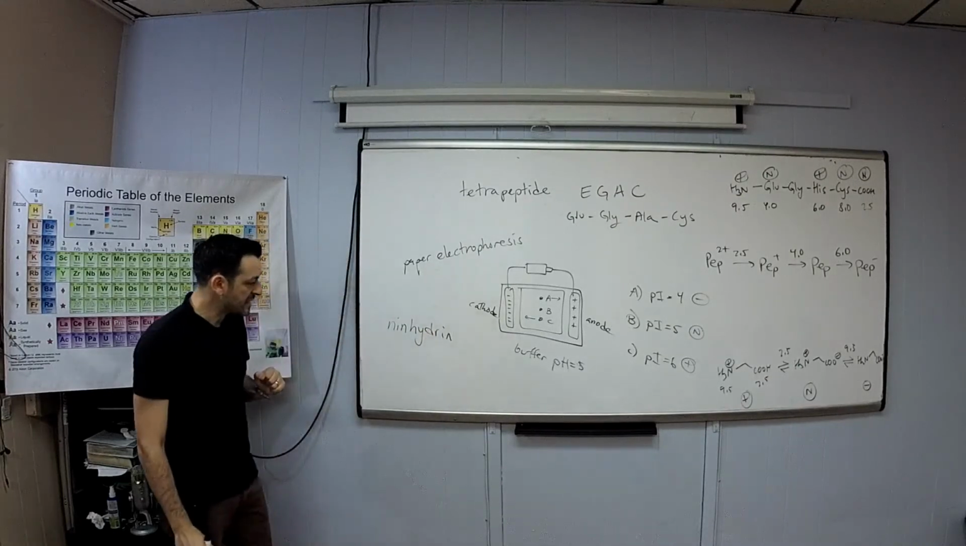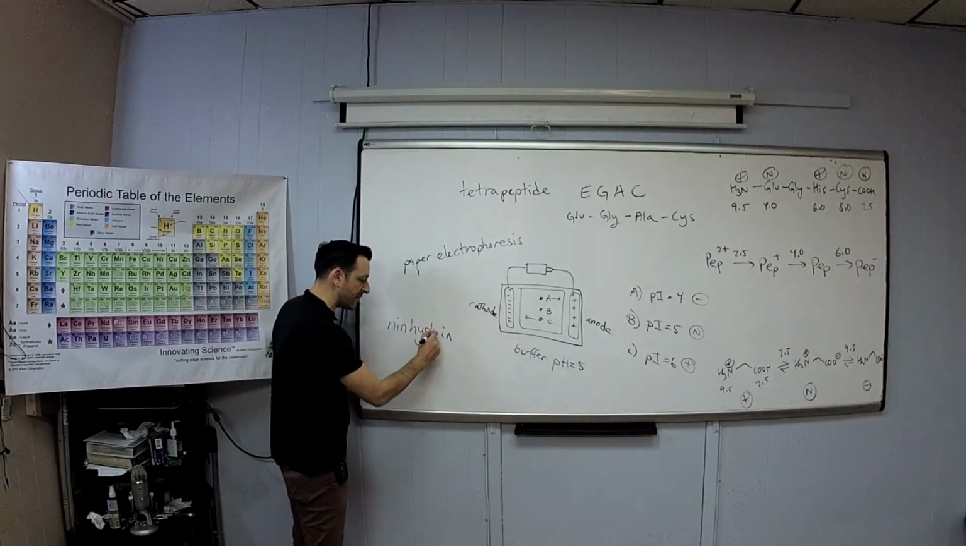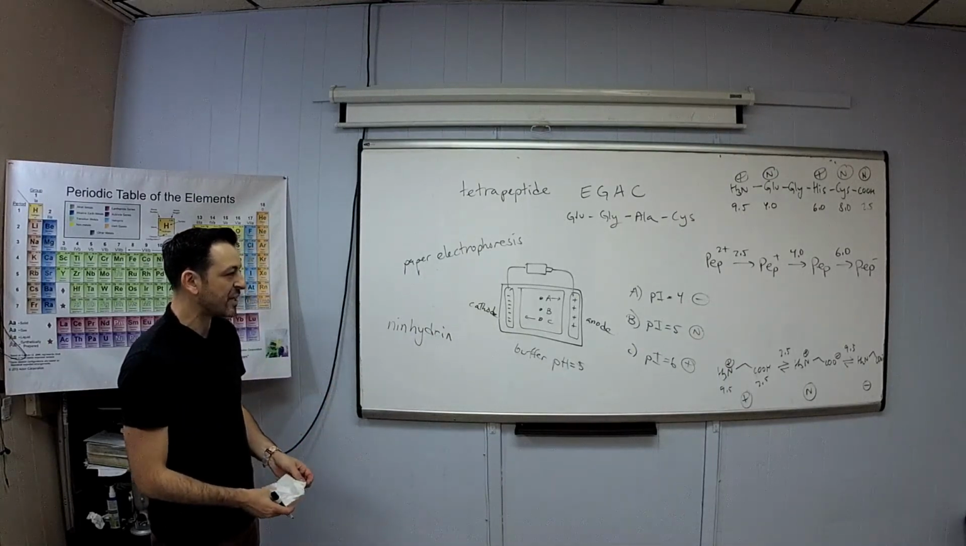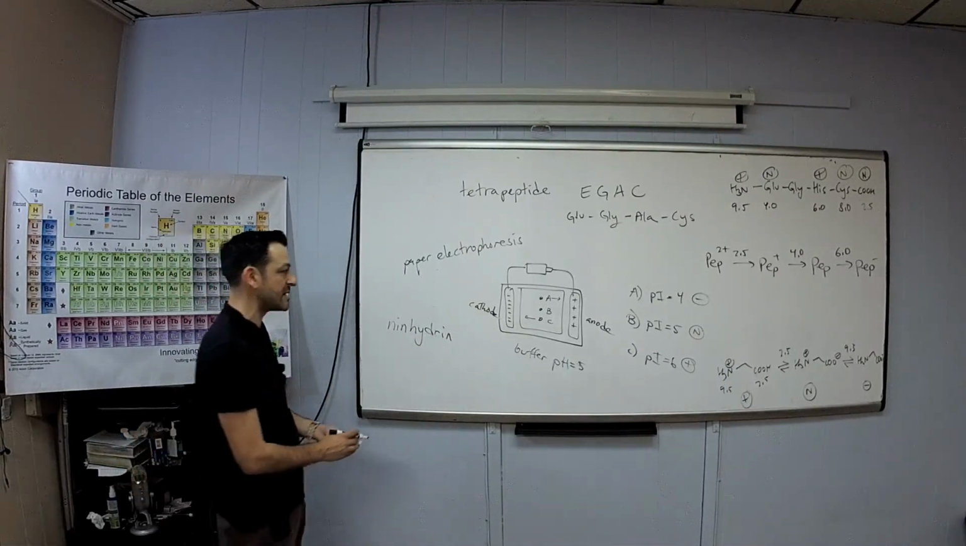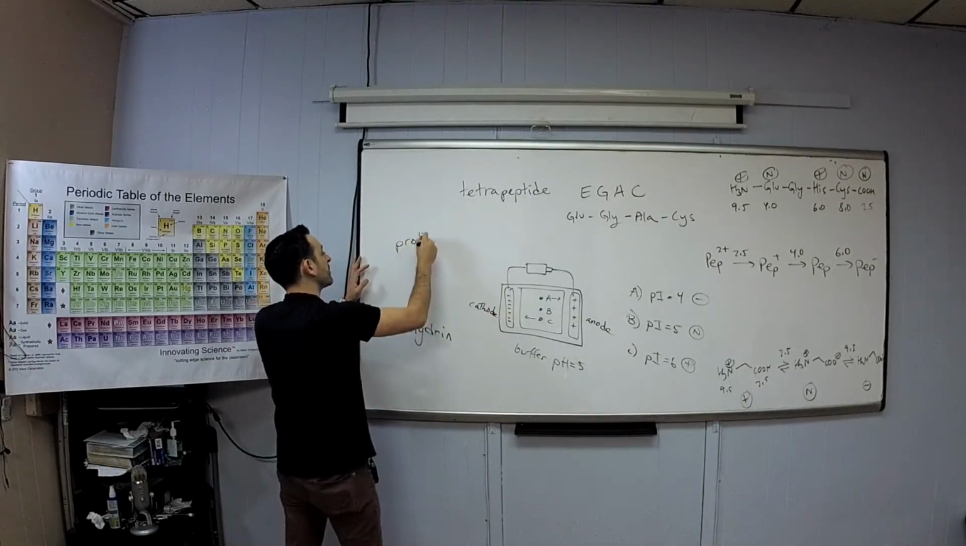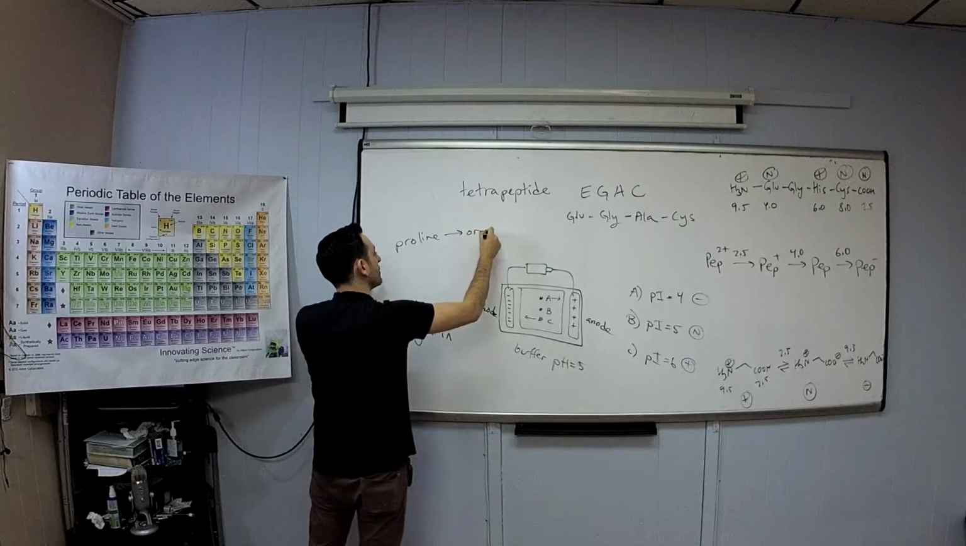And ninhydrin is the staining solution that breaks down amino acids, and you see a purple-colored stain for 19 out of the 20 amino acids. One of them, called proline, gives an orange color.